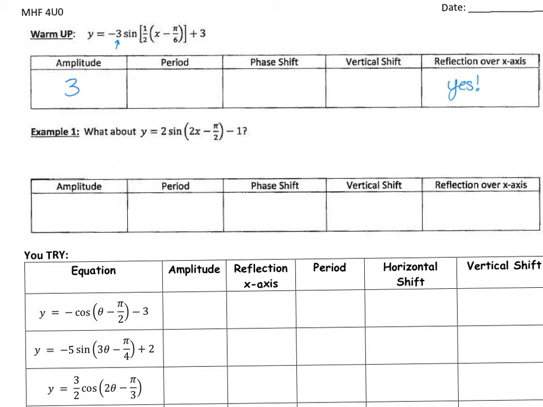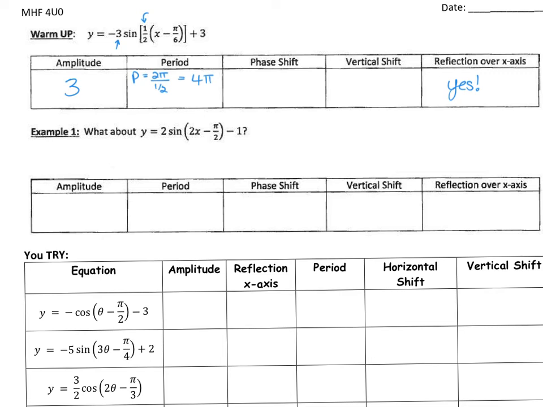Okay, our period is a little more complicated. To get our period, we're going to take 2 pi. We're going to divide by the k value, which is half, that has been factored out already, which gives us a period of 4 pi. 2 pi divided by half equals 4 pi.